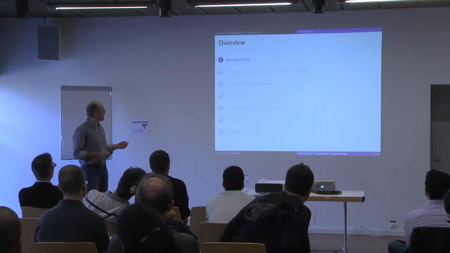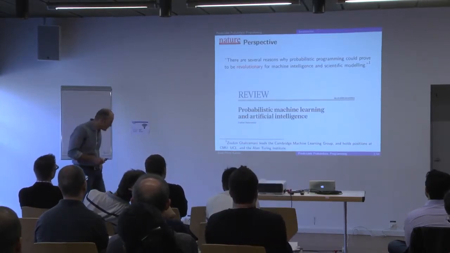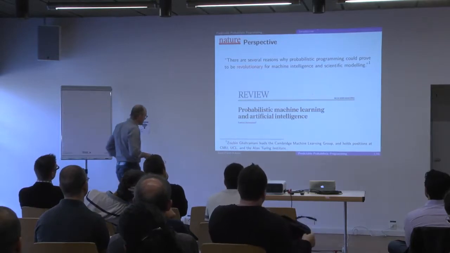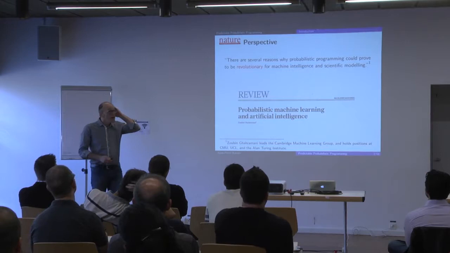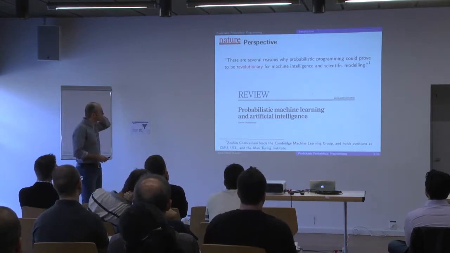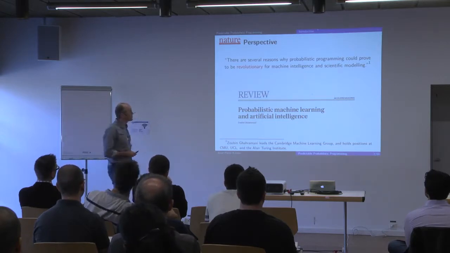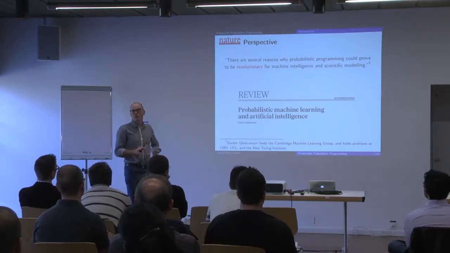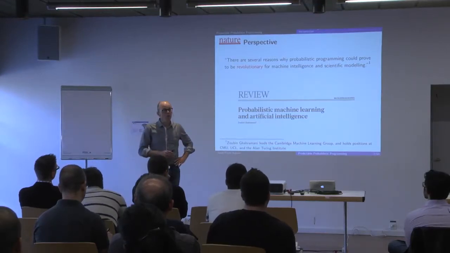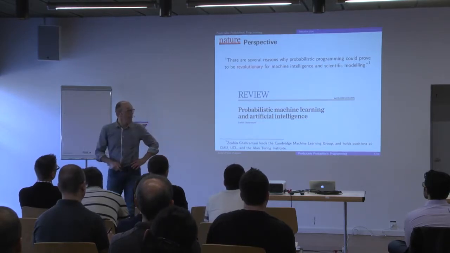So let me first start, where are these programs coming from? And I start with a great paper, to my opinion, in Nature by Zubin Ghahramani from the Cambridge ML group. And his slogan is, there are several reasons why probabilistic programming could prove to be revolutionary for machine intelligence and scientific modeling. Anybody who's interested in probabilistic programming, I would strongly encourage to read this paper. I'll get back to this later on.